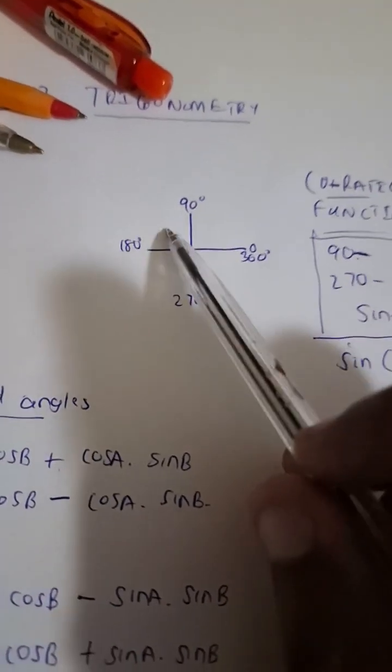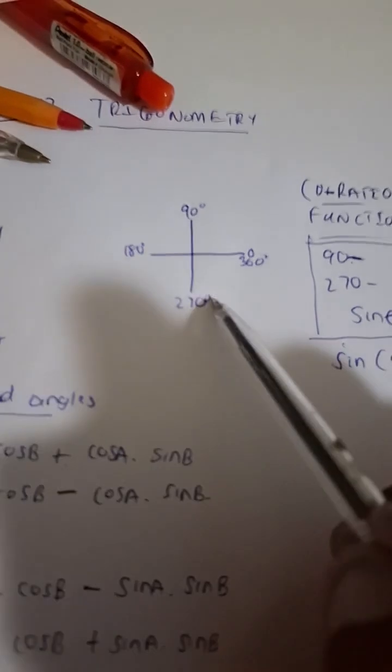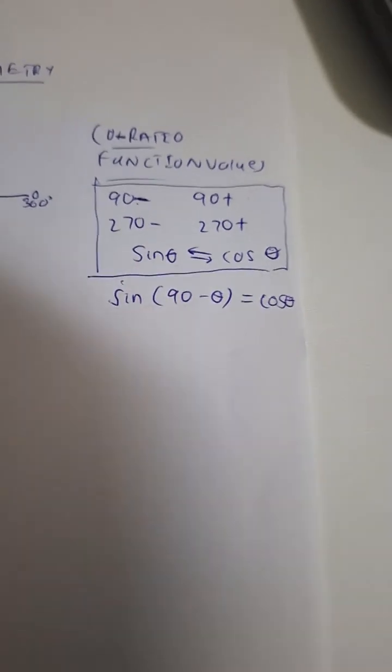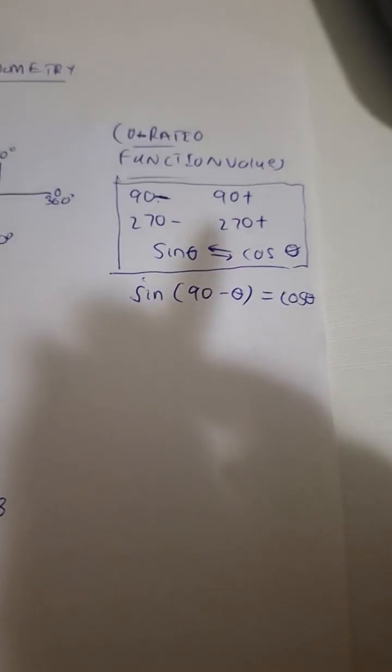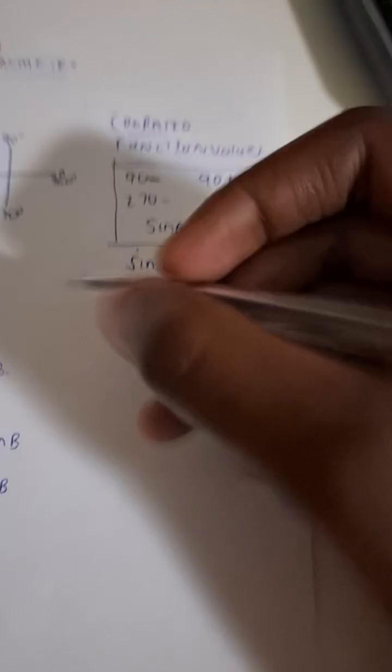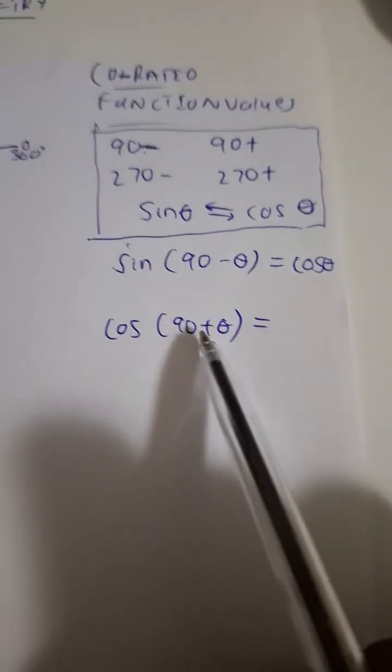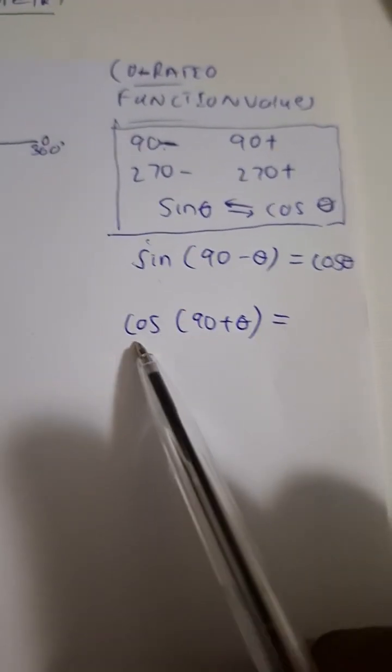But for 90 plus, 90 minus, 270 minus, and 270 plus, there's a change in the trigonometric ratio from sine to cos, or from cos to sine. So let me just do another one. Cos of 90 plus theta, for instance. In the same vein, this is a co-ratio, so there's going to be a change in the trig ratio, of course.